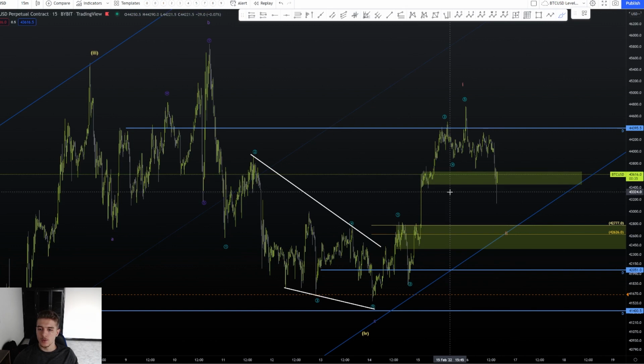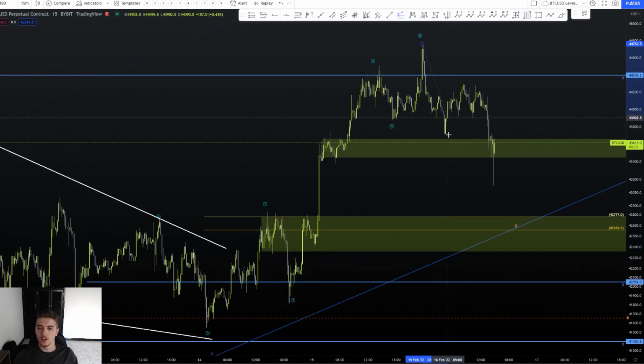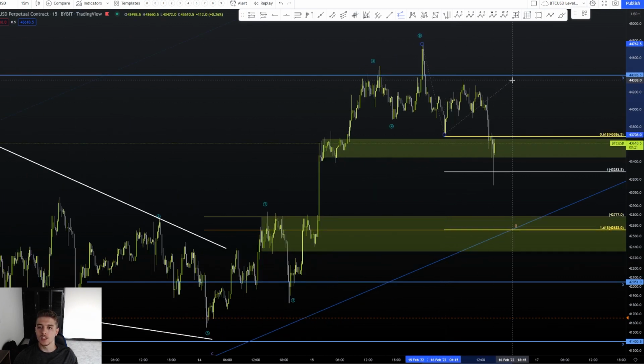Now we got a little bit of swing failure pattern already below this low right here, and we actually came into the 1-to-1, assuming this is an A, B, C, and this is all a zigzag. Then we came into the 1-to-1, which is a pretty nice target to be looking out for the wave C of a zigzag.